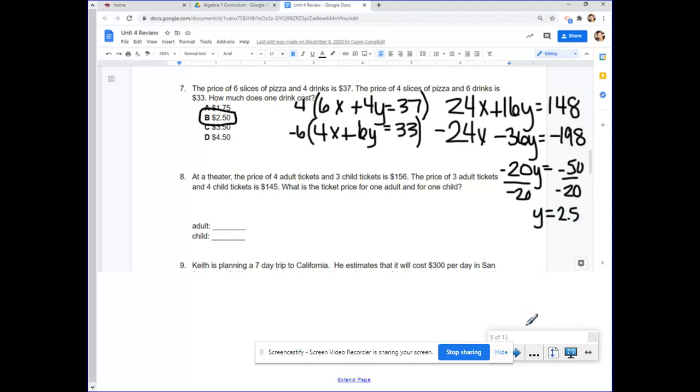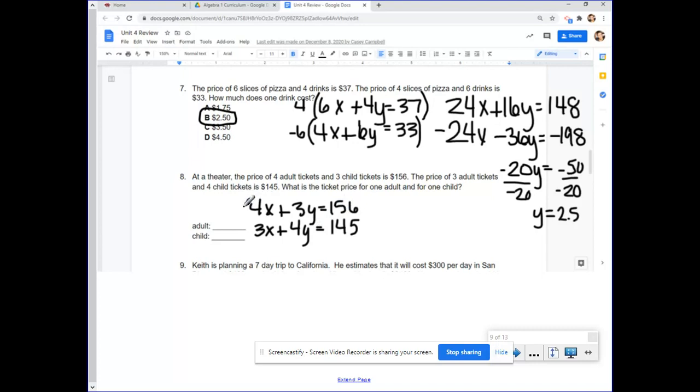At a theater, the price of 4 adult tickets and 3 child tickets is $156. So 4x plus 3y equals 156. 3 adult tickets and 4 child tickets is $145. I wonder what kind of theater we're talking about here. Seems expensive. Okay, I don't care which one you eliminated. If you did it differently than me, that's fine. We just need to know what a child ticket and an adult ticket costs.